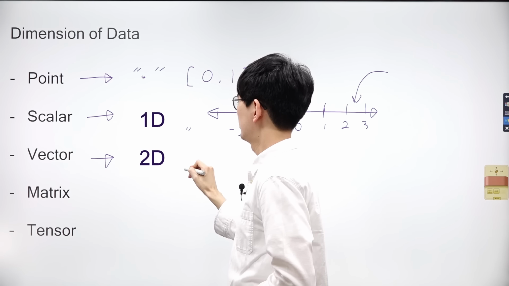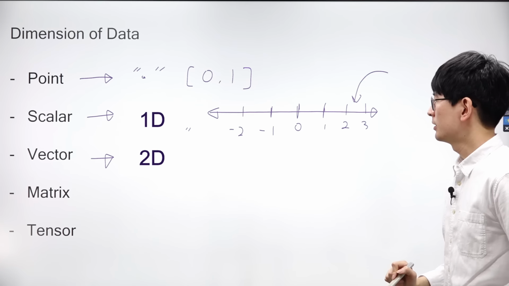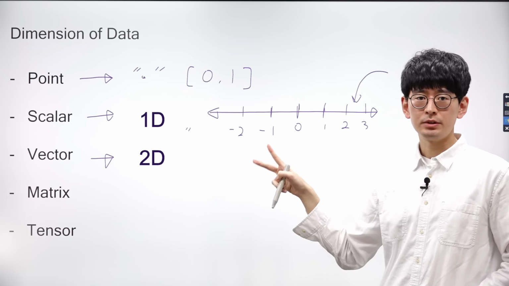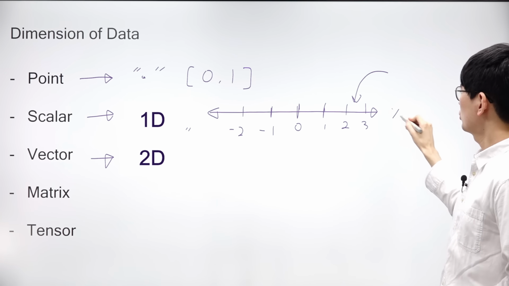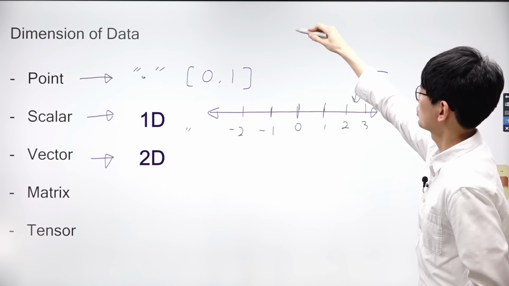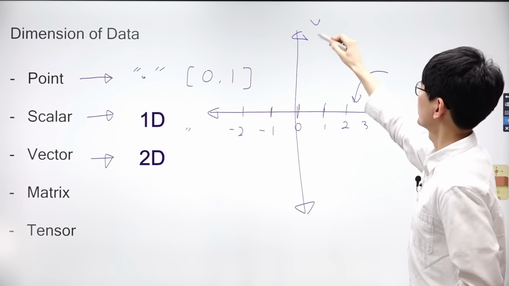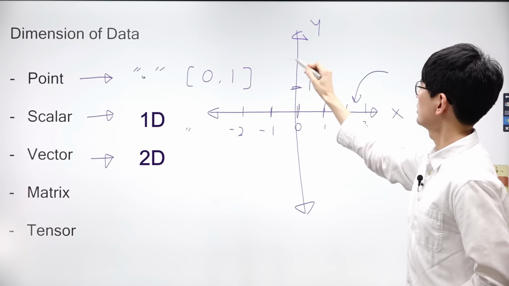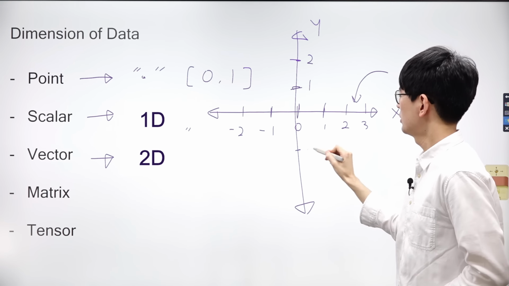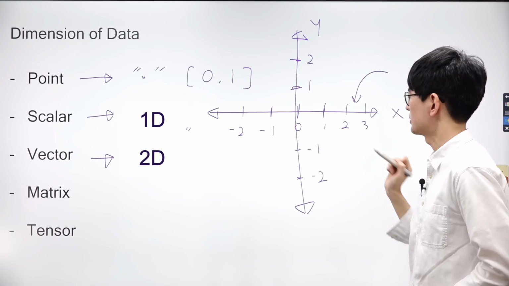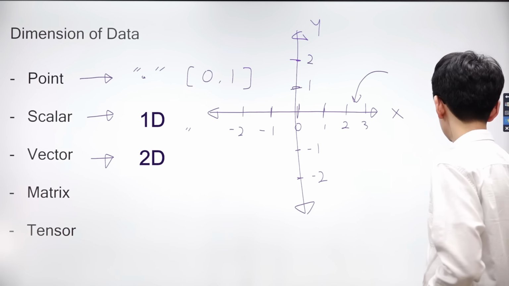Vectors, on the other hand, start increasing in dimensions. They are two-dimensional data. You can think of two-dimensional data as having two number lines. We can draw a vertical number line crossing the horizontal one. Let's call this vertical one y. It can also go 1, 2, or -1, -2.